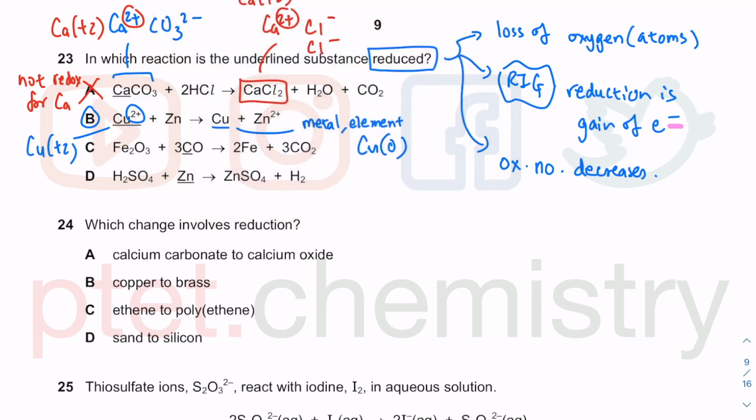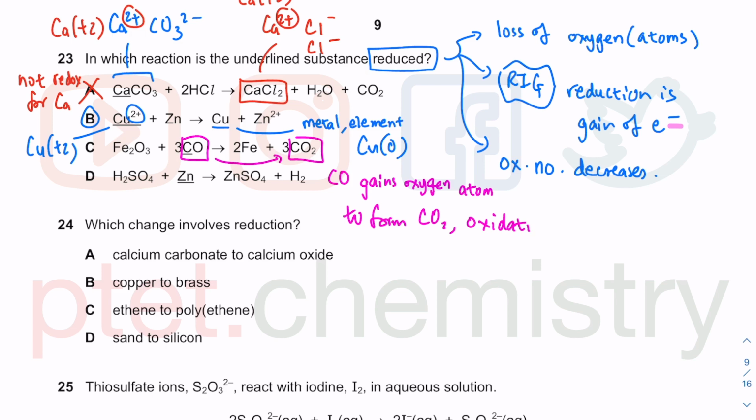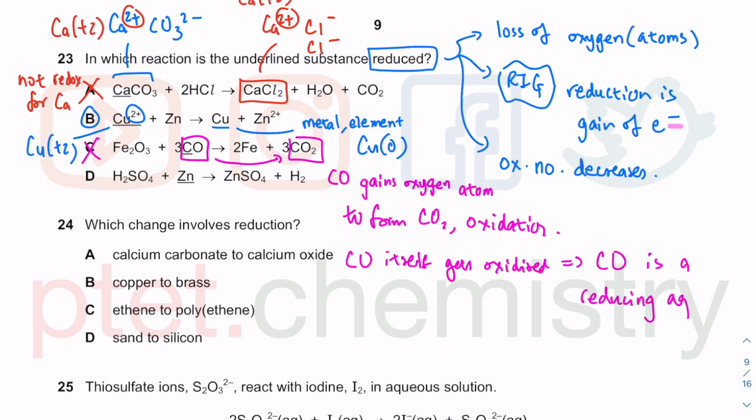So what do we know in this case study? The CO is used as a reducing agent because the CO itself gets oxidized. The CO gains oxygen. The easiest one to see is that the CO gains oxygen atoms, because just now it has one oxygen atom, and now you have two when you form CO2. Gaining of oxygen atoms is what you call oxidation, not reduction, so the CO itself gets oxidized. Therefore the CO is acting as a reducing agent. It reduces the iron trioxide to become iron.